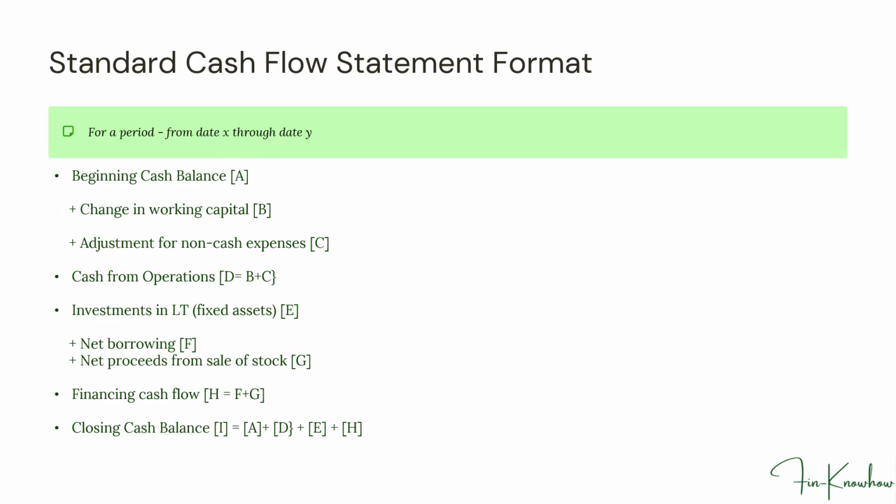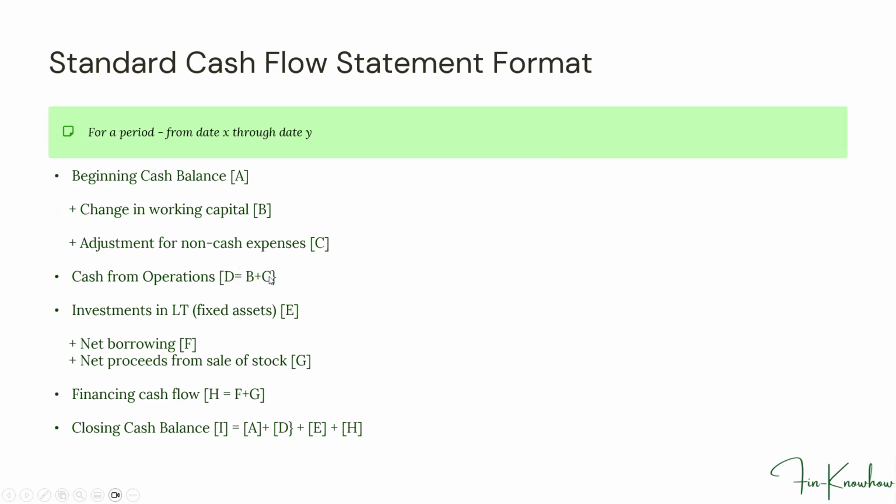The cash from operations includes, in addition to the income statement, I missed the inclusion of the income statement here. Technically, it should say net income plus change in working capital plus adjustment for non-cash expenses like depreciation will lead you to cash from operations.